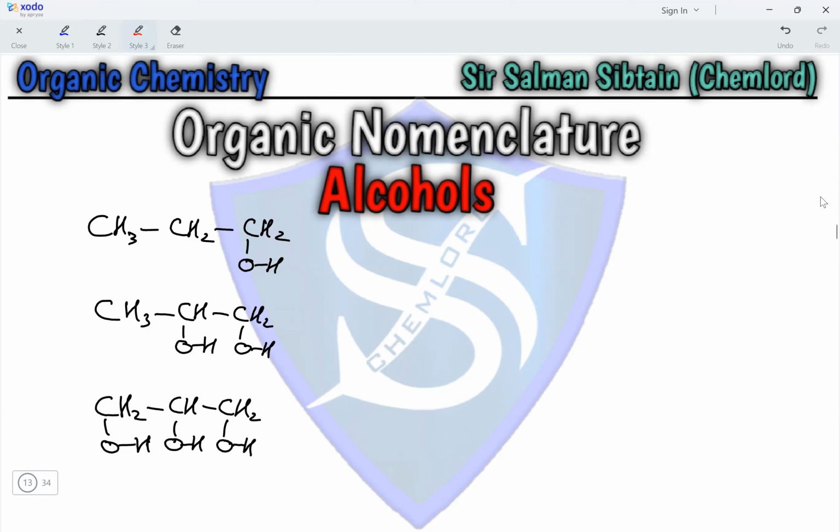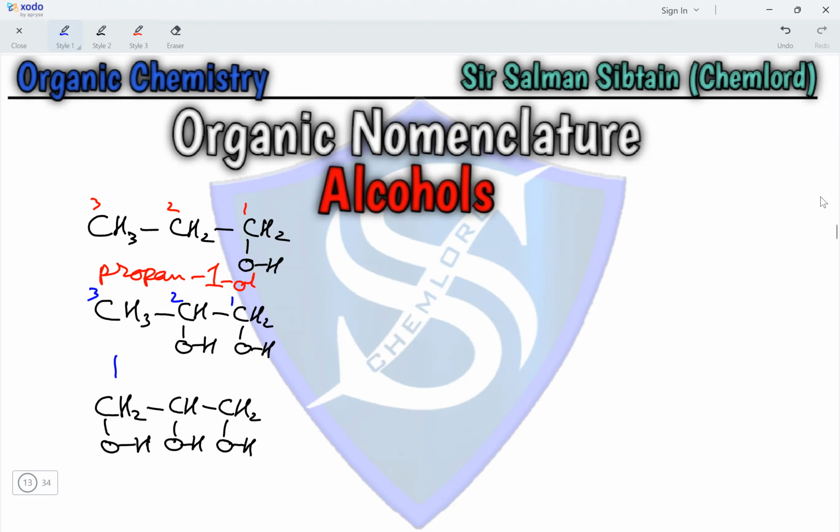So the naming of the compound would obviously be starting from the position of the OH group. So in this case, 1, 2, 3. Numbering would be done this way, and the name would be propan-1-ol. In the case of the second compound, we have 1, 2, and 3.